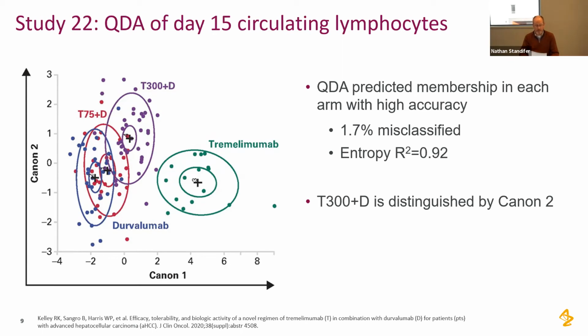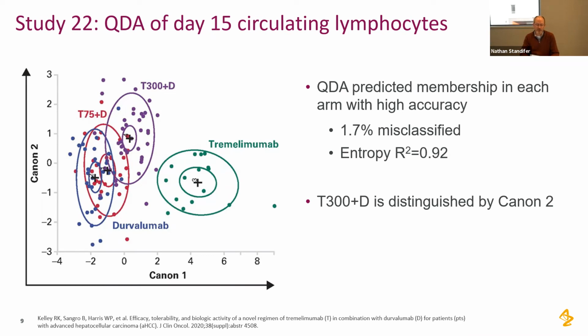Canon 1 in the plot represents the mix of lymphocyte populations that maximally discriminate group membership, and this is shown on the horizontal axis. Notice that Canon 1 values increase with increasing tremi dose along the horizontal axis, such that patients who receive durvalumab alone are located on the far left, and those who receive the high-dose tremelimumab are located on the far right. However, for Canon 2, which is shown in the vertical axis, only patients in the T300 plus D arm were distinguishable from other arms.